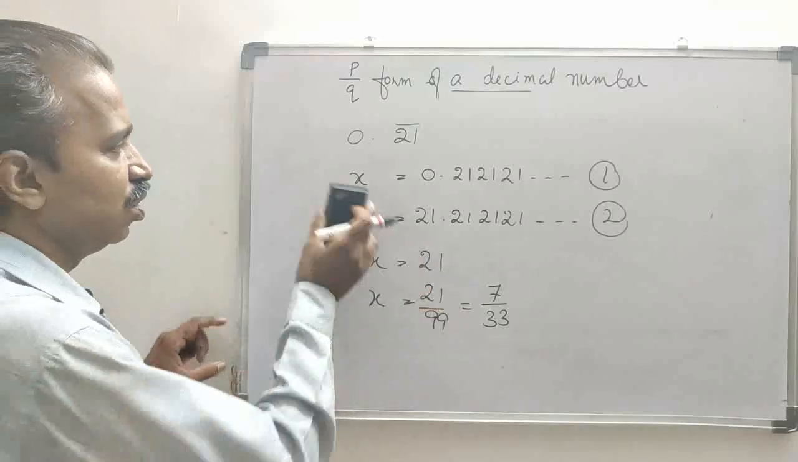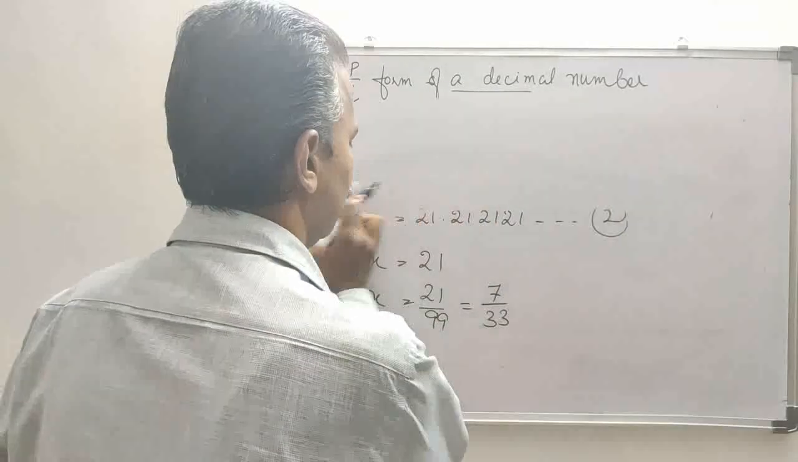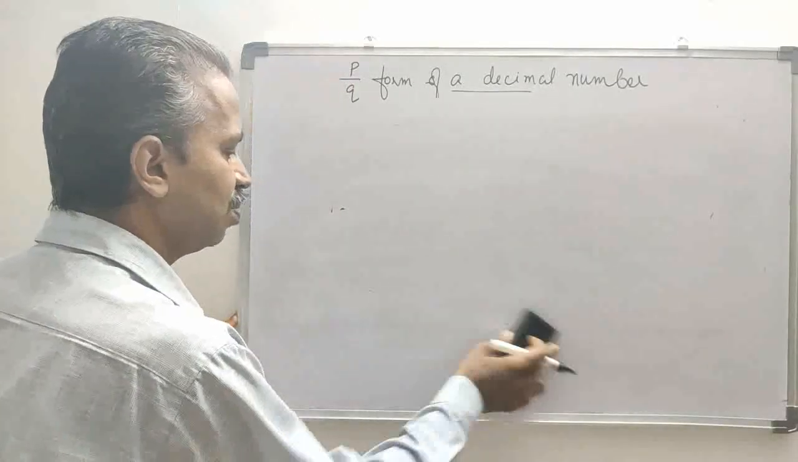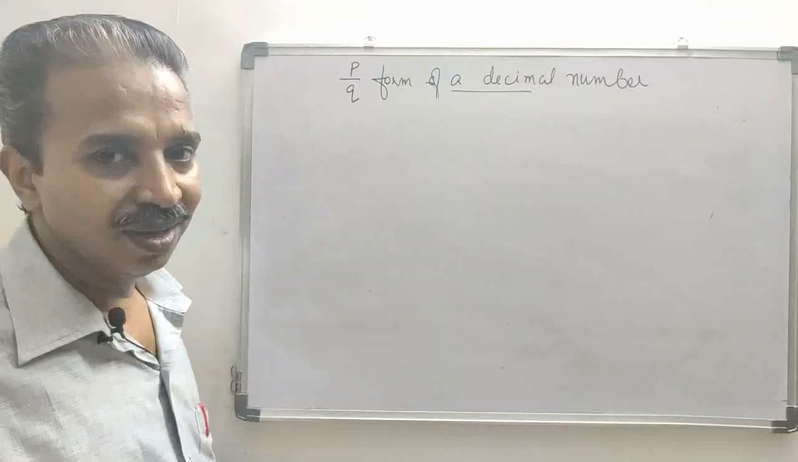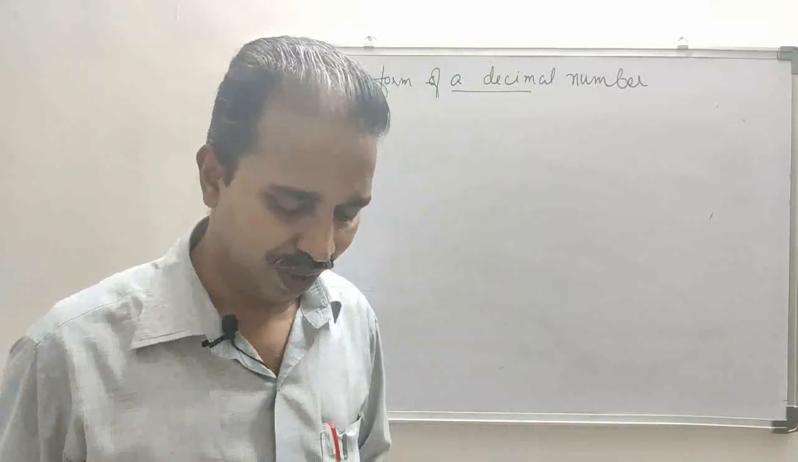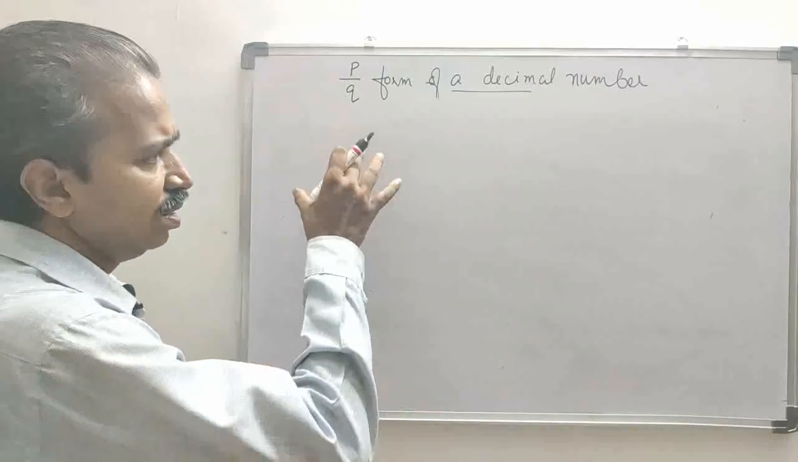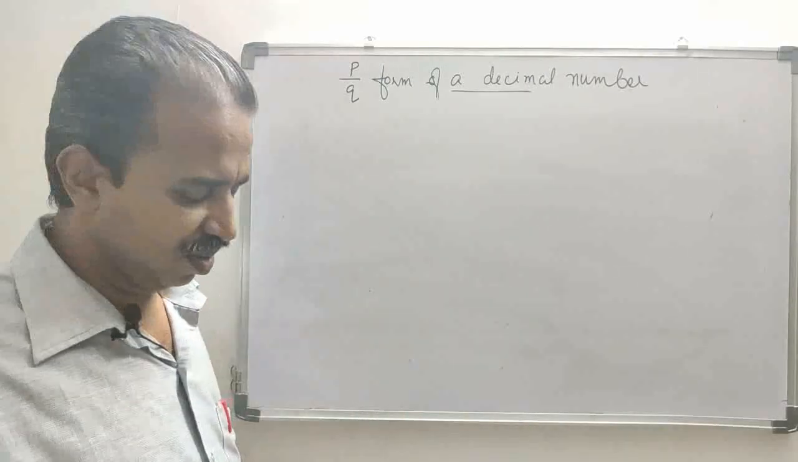Now, if a group of 3 digits is repeating, what you have to do? We have to multiply both the sides of the equation by 1000 and proceed. From this you might have observed one thing.